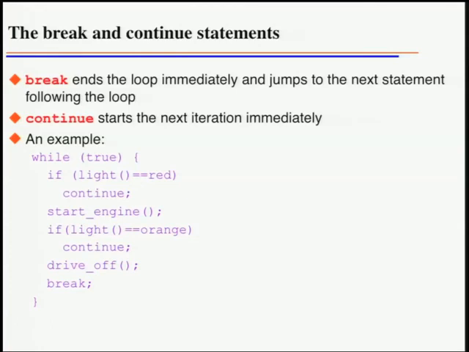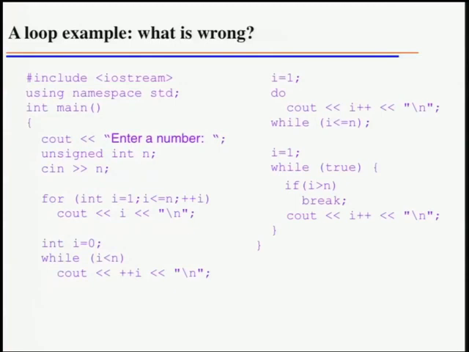Otherwise, you go on, start the engine. Then you check if the light is orange. Then you will skip to the next iteration. Otherwise, you will drive off. And in the end, the break gets you out of the loop. Questions about that? No? Right. That example you already saw the last time.